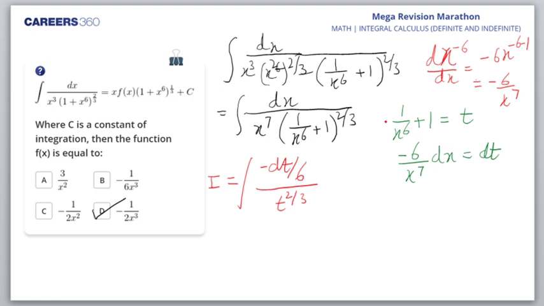Explain the first step. X raised to power 6 I took common. So when I took common x raised to power 6, I got 2 by 3 as its power, and 3 would cancel with 6 as 2 to the 4, so x raised to power 7 would come, because x raised to power 4 and x raised to power 3 will bring x raised to power 7. I hope I could explain you. Then what it would be? It would be minus 1 by 6 integral of t raised to power minus 2 by 3.